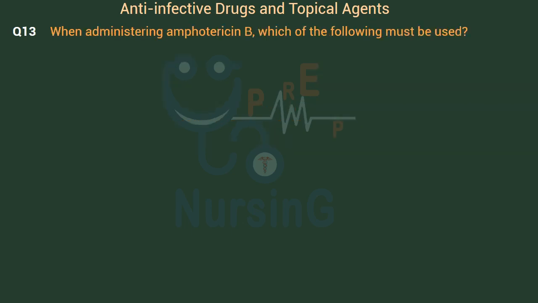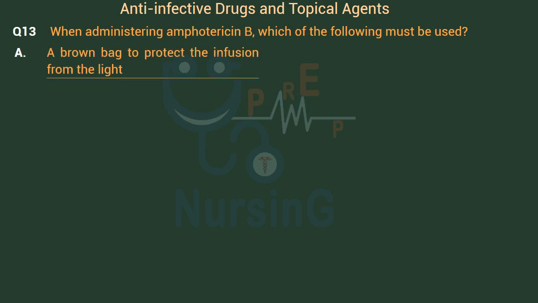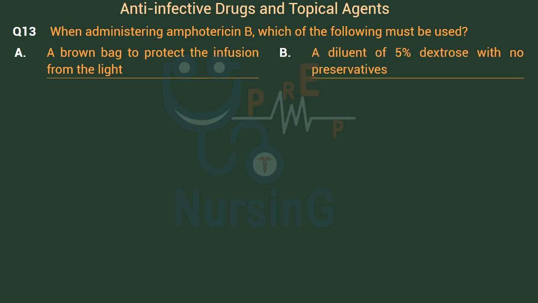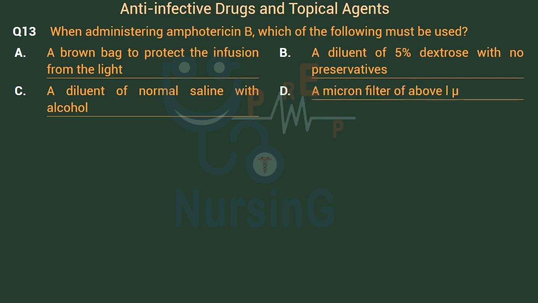When administering amphotericin B, which of the following must be used? Option A. A brown bag to protect the infusion from the light. Option B. A diluent of 5% dextrose with no preservatives. Option C. A diluent of normal saline with alcohol. Option D. A micron filter of above LMU. Right answer is option B. A diluent of 5% dextrose with no preservatives.